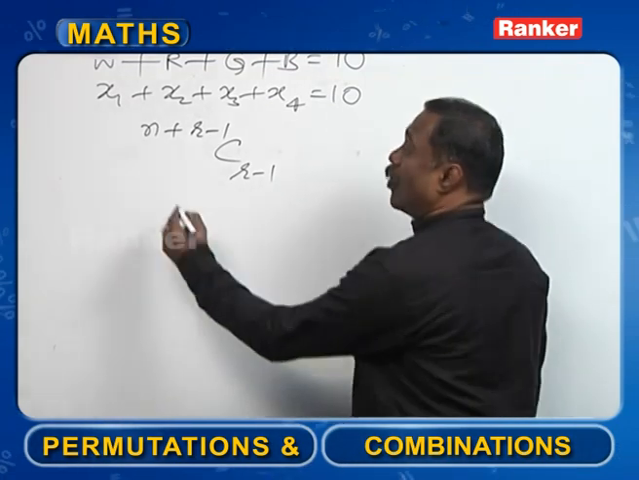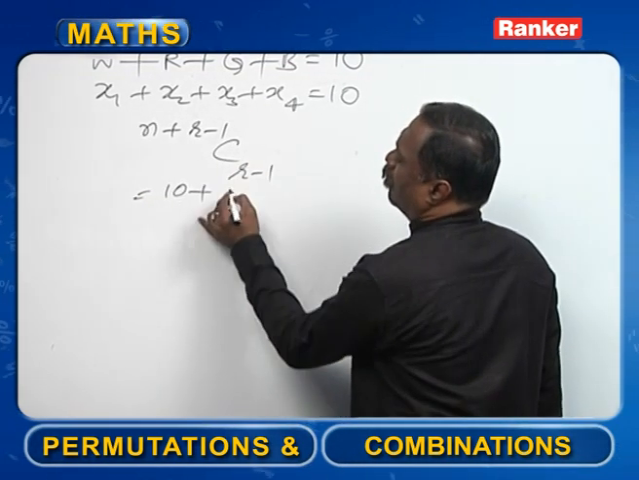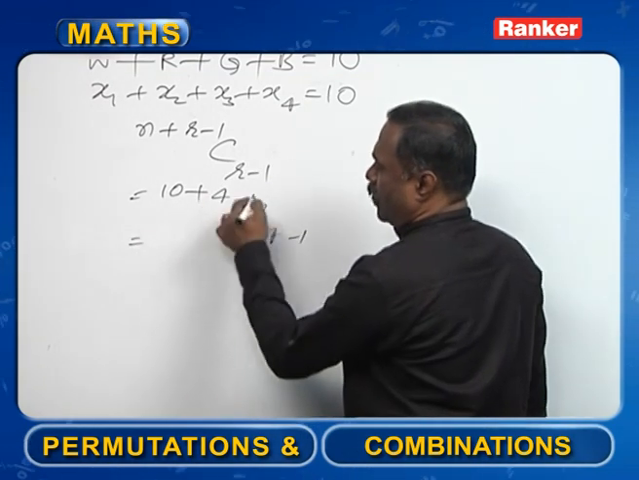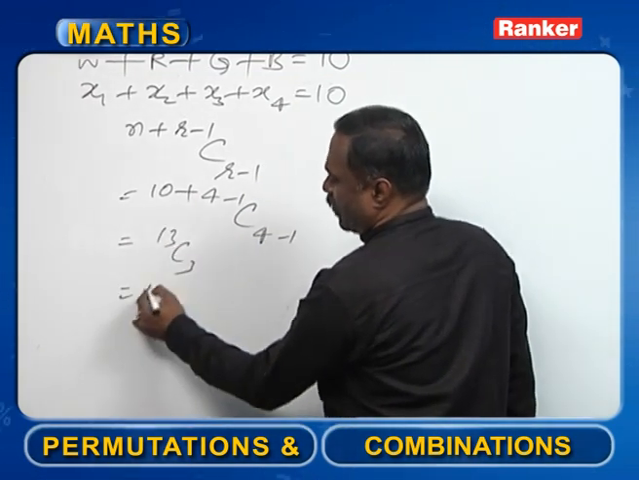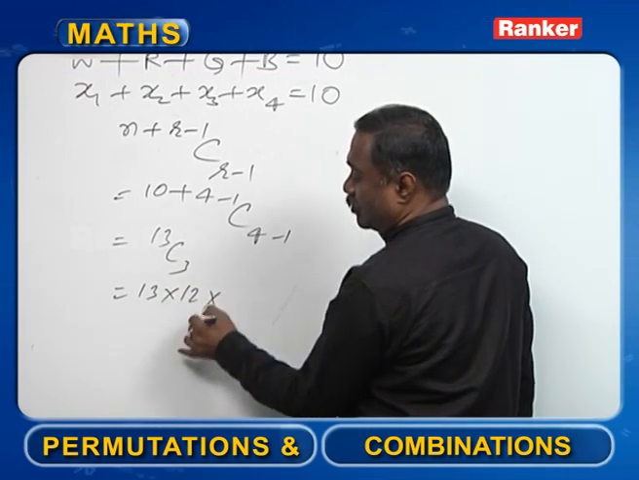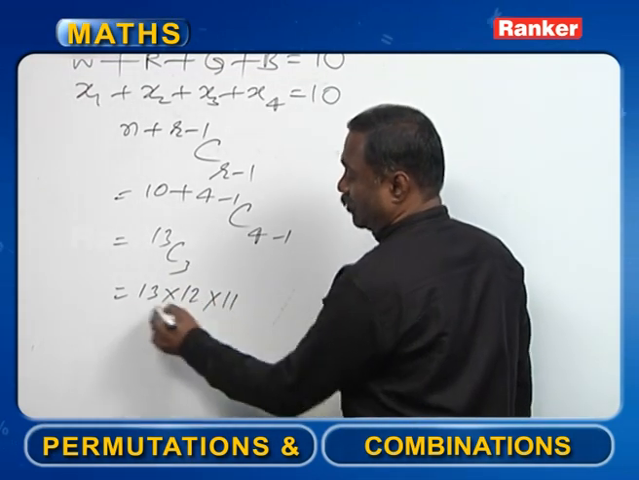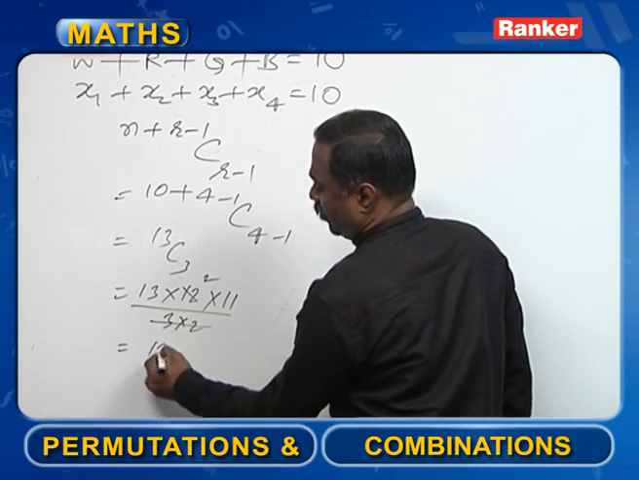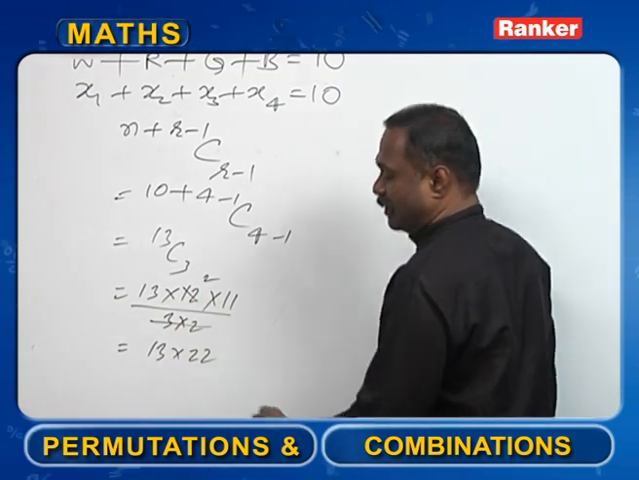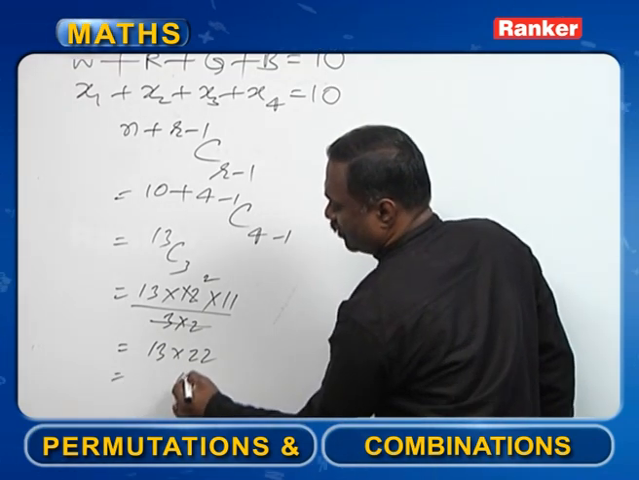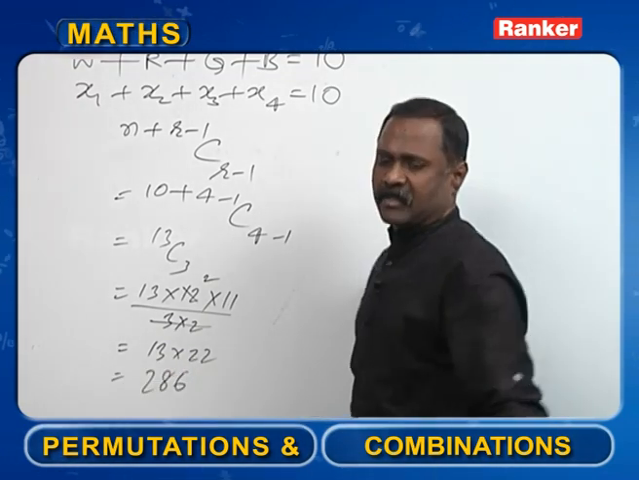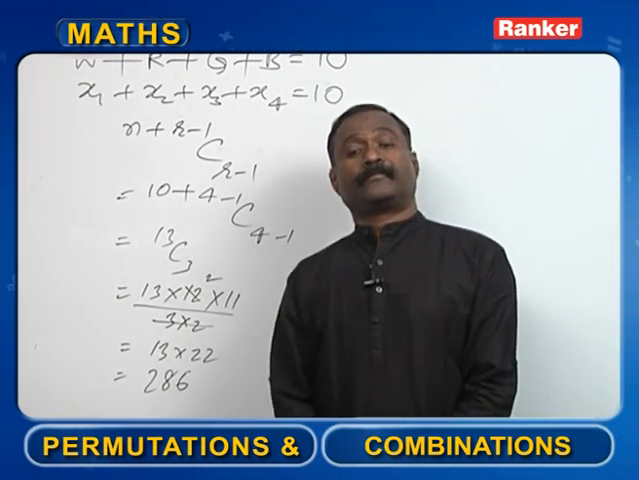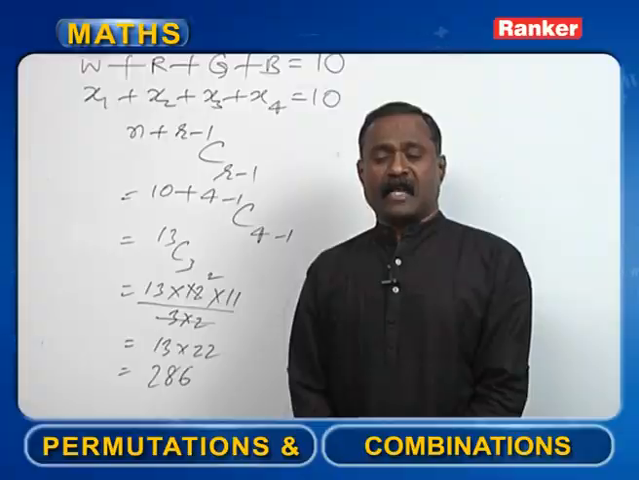Understand that, please. Now, what is n here? 10 plus 4 minus 1 c 4 minus 1, which is nothing but 13c3, which can be simplified to 13 into 12 into 11 upon 3 into 2, which is 2 times, and it is 13 into 22. If you simplify that, it is 286 should be your answer. Fourth option. Okay, go to the next problem, the next slide.